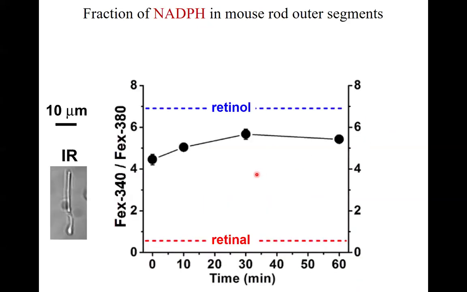So we do this. This is what I showed you before. This is the measurement. This is the ratio. And when we plug in the numbers for the ratio and for the pH, we get what the fraction of NADPH is. Retinol is going to be 100%, of course. Retinal is going to be 0. And this is about 20%. We have about, in the outer segment, NADP is about 20% reduced.